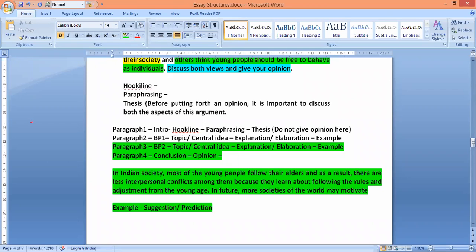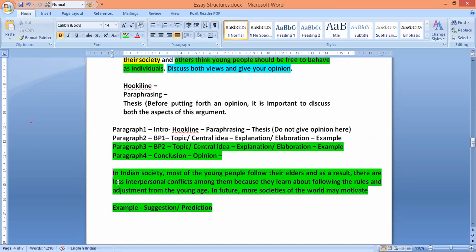See, if you just say this is my opinion, it will be a very weak thing. If you support it with an example, it will be very strong, because whenever you give an opinion, it should be supported by something. Then the examiner will have no doubt about why you support this opinion or this side. So try to give it. We are talking about the conclusion here.